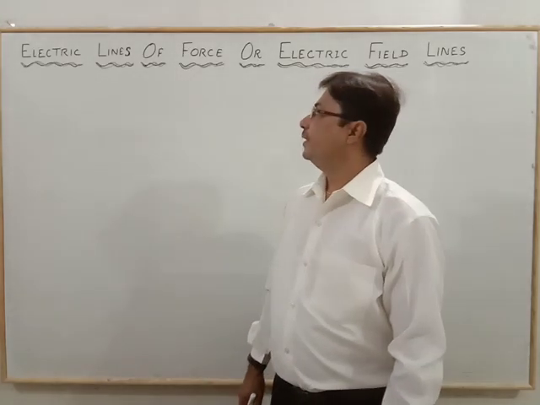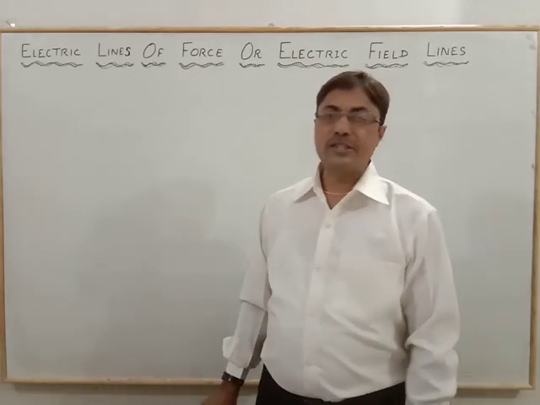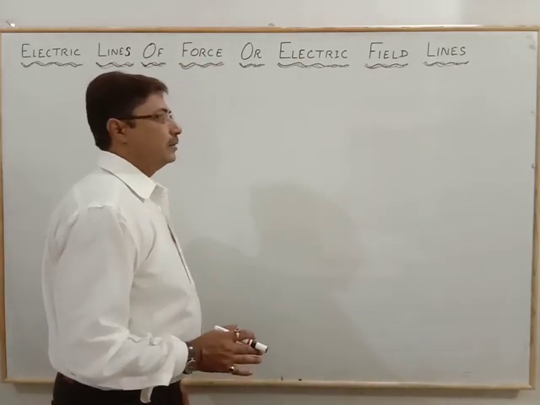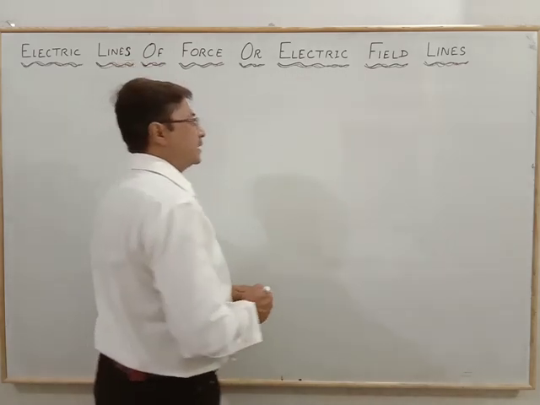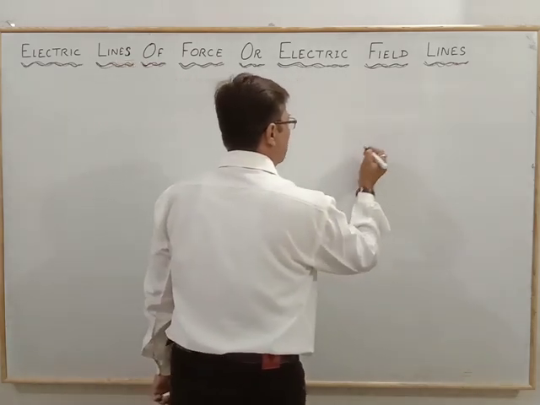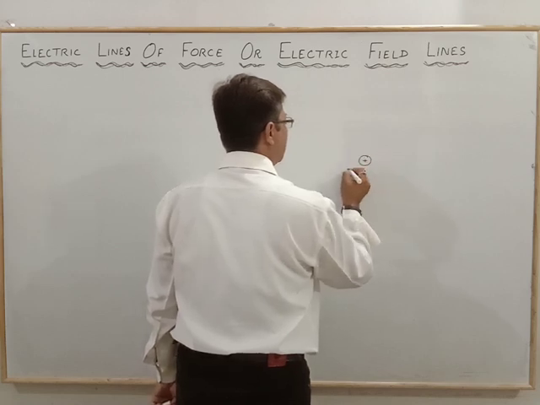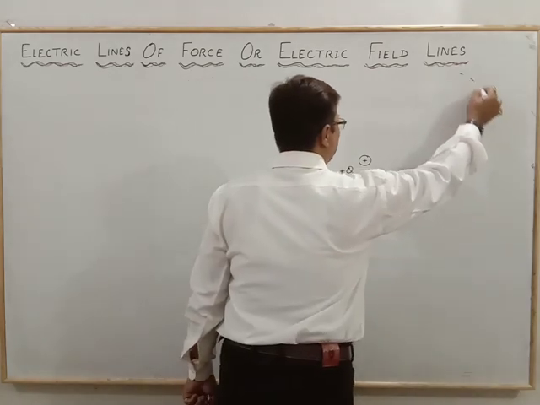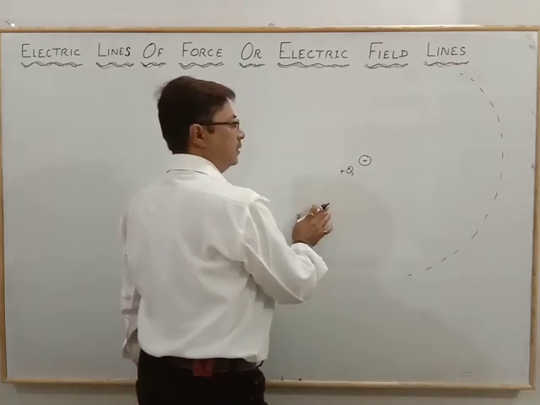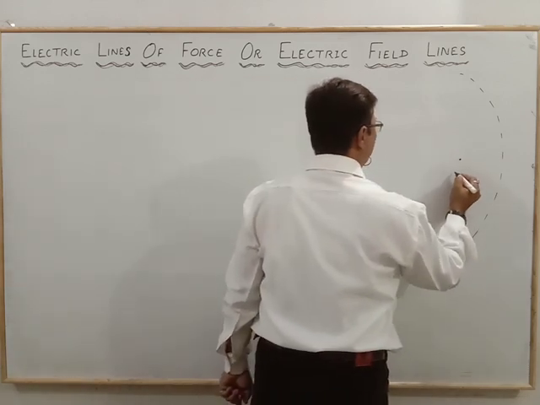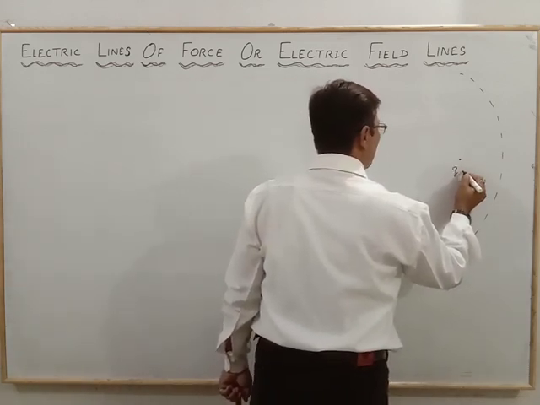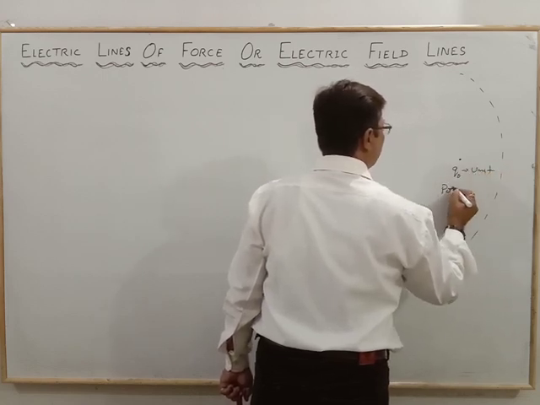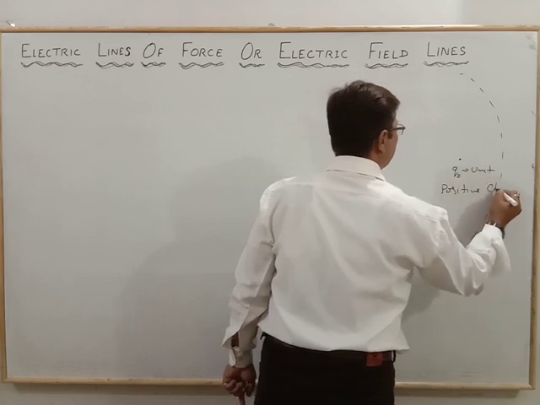Now, the electric field lines or the electric lines of force. Here we understand what electric field lines actually are. Suppose we have a positive charge, plus q, and there is the field of this charge. Whenever we place a unit positive test charge, that is q naught, it is the unit positive charge.